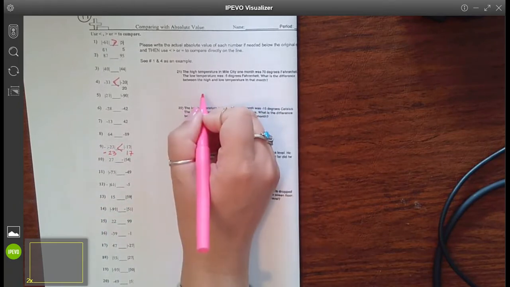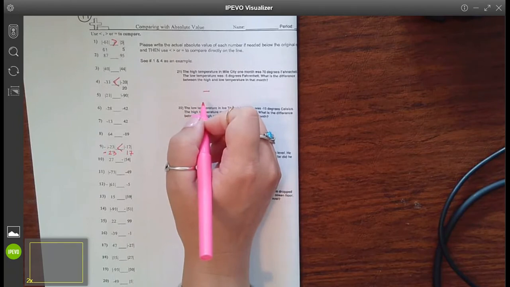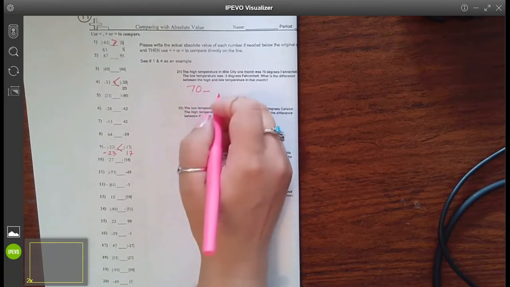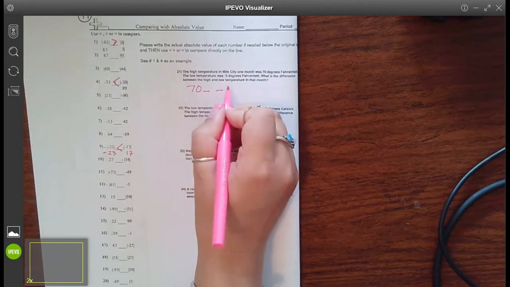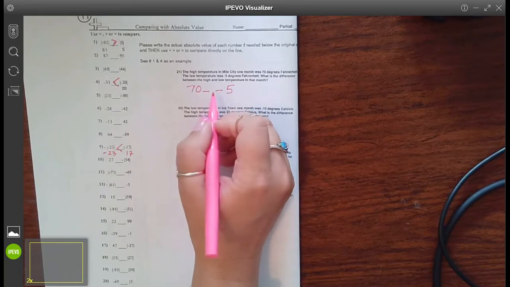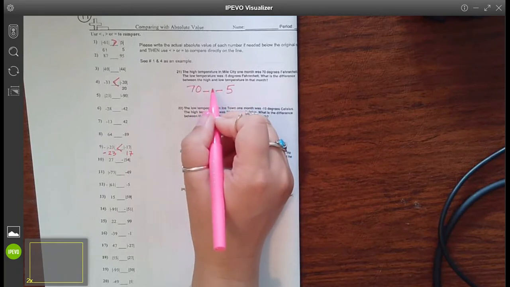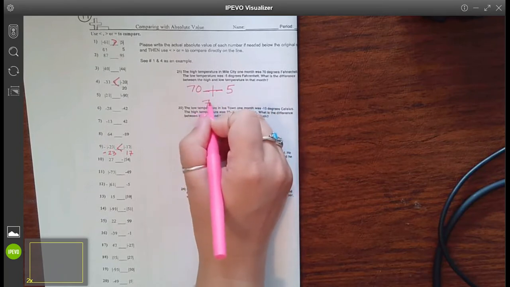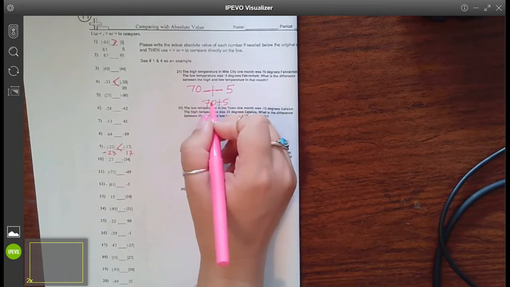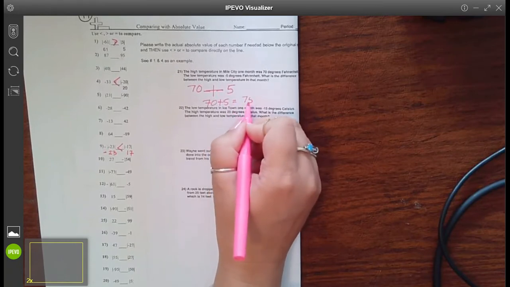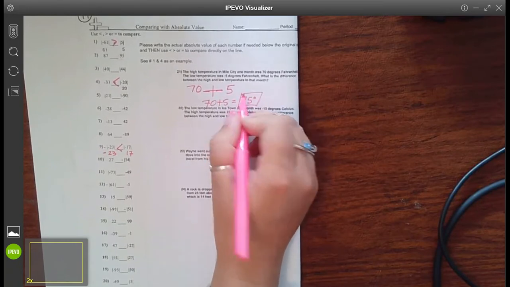Okay, so difference means minus. And what are you subtracting? What do you find the difference of? You have 70 as the high, and then the low was negative 5. So when you have two negatives next to each other, the opposite of a negative is a positive. So it changes to like a giant plus. Sometimes it's easier if you just rewrite it. It's actually 70 plus 5. So what was the change in temperature, or what was the difference between them?